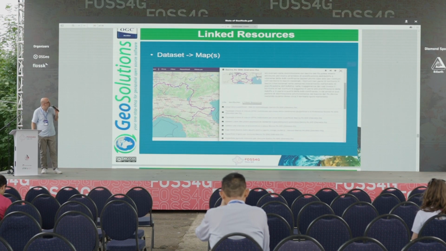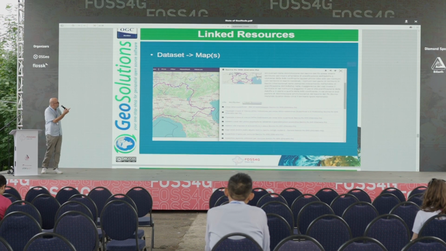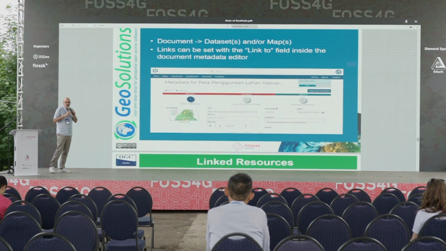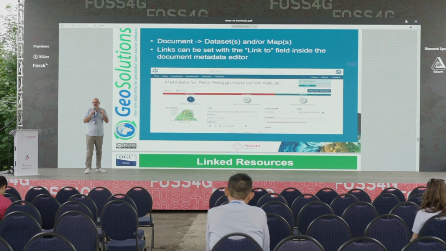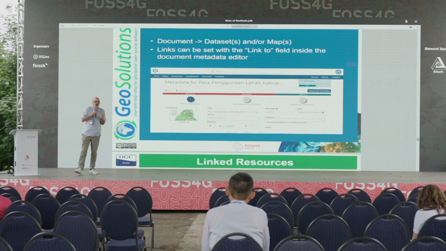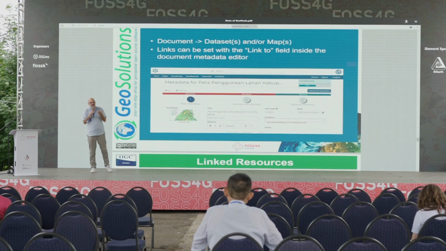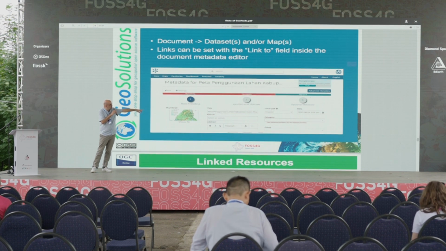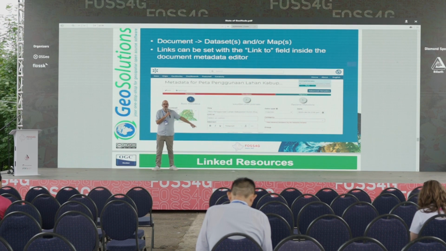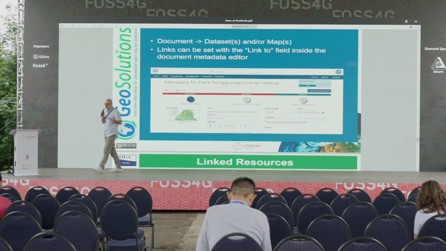Yeah, so for datasets, this is the map with all the datasets. For documents, you can create links explicitly. Between datasets and maps, it's implicit, because when you create a map, you put a dataset in it, so the relationship is implicit. But for documents, you need to make it explicit. In the document metadata, you have the option to use the link to select multiple datasets or maps to link this document to.